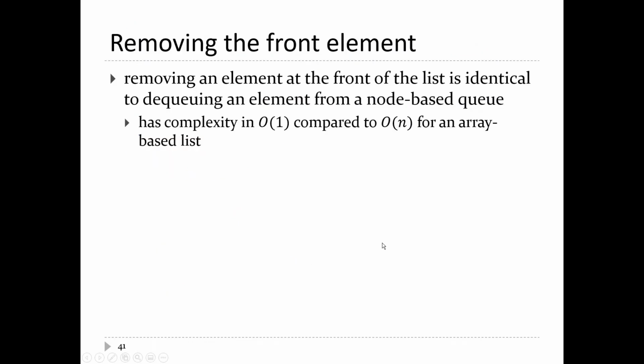To remove the front element of the list, that's identical to dequeuing an element from a node-based queue. And now remember, when we dequeue an element in a node-based queue, that has complexity O(1), because all we have to do is unhook the first node from the list. Whereas if you have an array-based list, then removing the first element from the list is in big O of n. And that's because we have to shuffle all of the remaining elements in the list one position to the left.